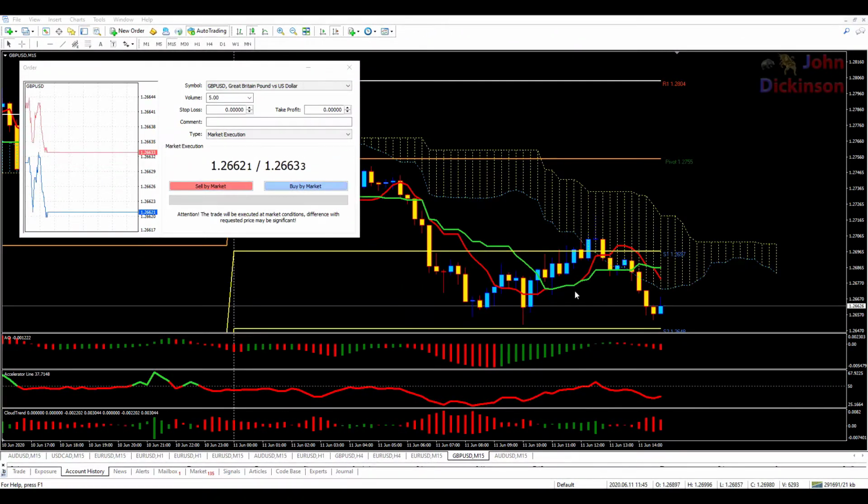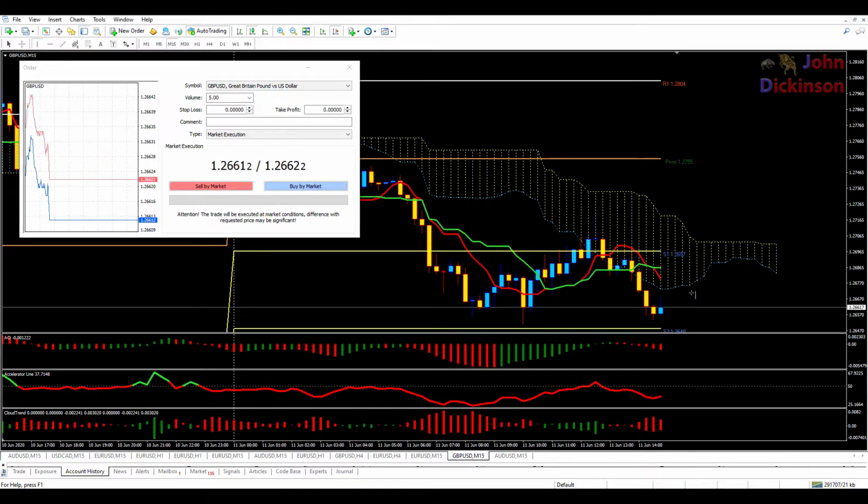Hi guys, I'm on the pound USD charts and I'm about to enter a sell trade. I've just had a signal, all the signals line up here on this candle, and I'm going to set my stop loss and my take profit.